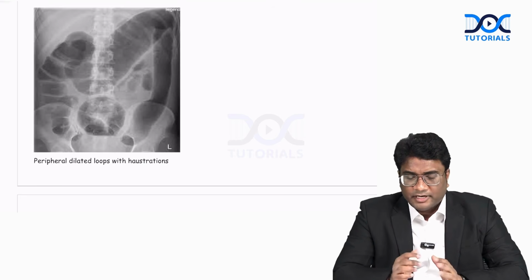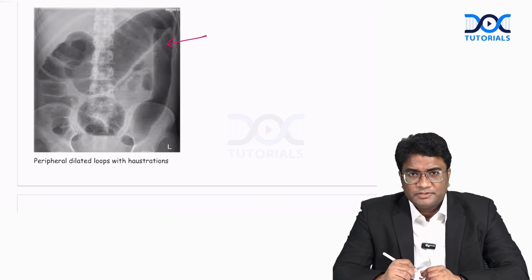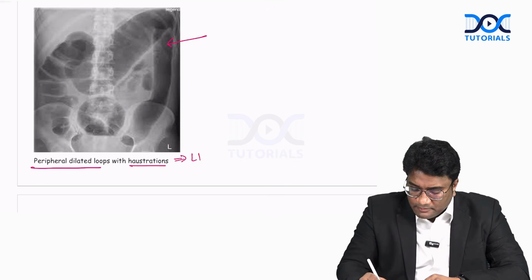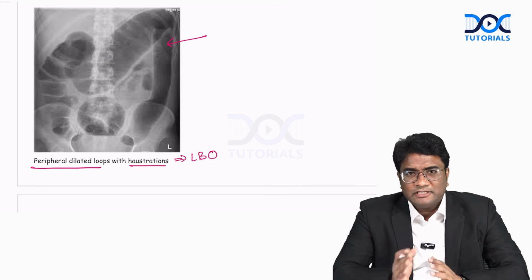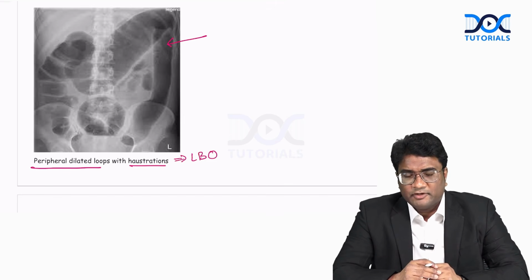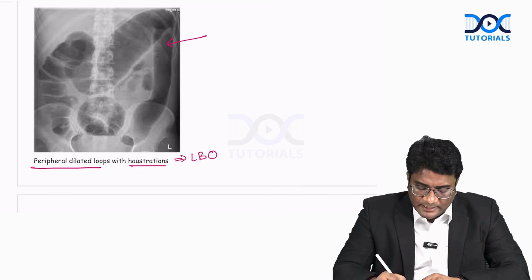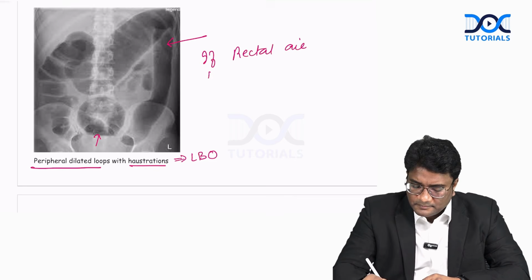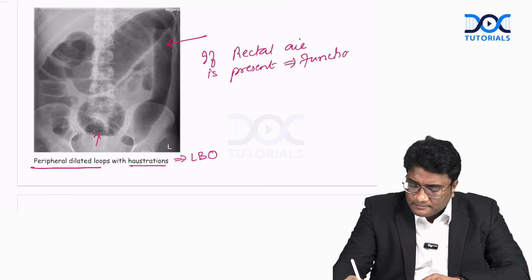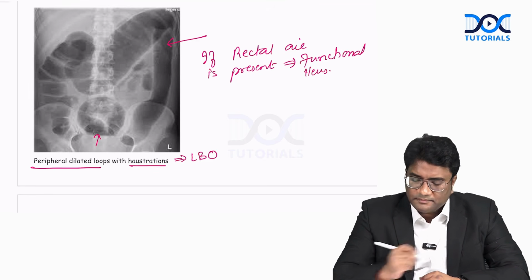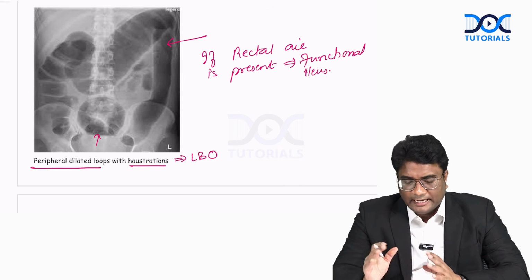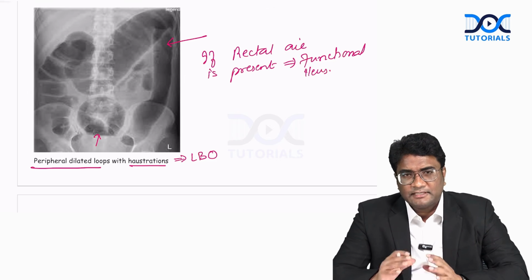Now look at this abdominal radiograph. You can see peripherally placed bowel loops. These peripherally placed bowel loops with haustration, this is large bowel obstruction. And what is the difference between a mechanical obstruction and a functional ileus? Remember, if rectal air is present, this is suggestive of functional ileus. So if you see peripherally dilated loops with the presence of haustration and rectal air is present, this is functional ileus, large bowel obstruction.